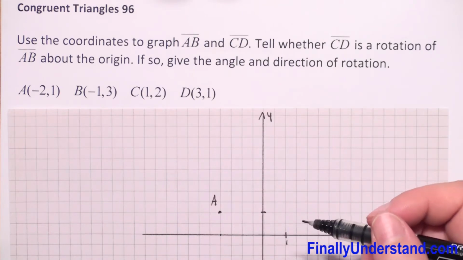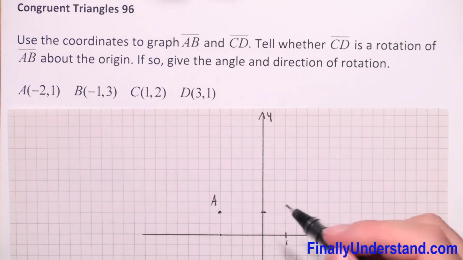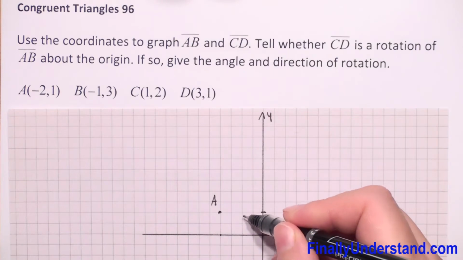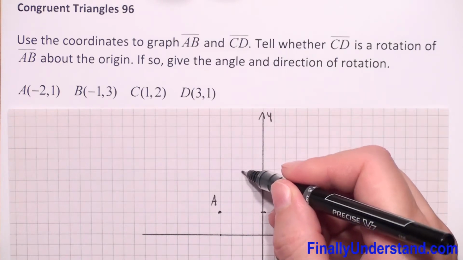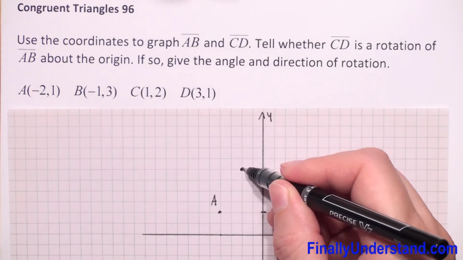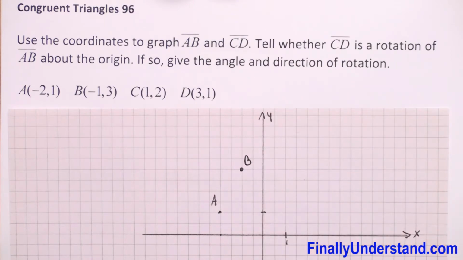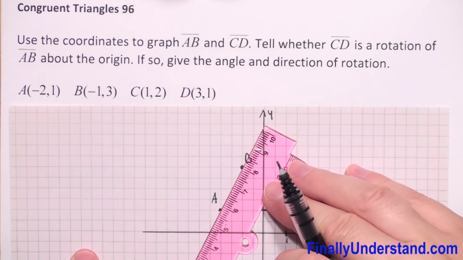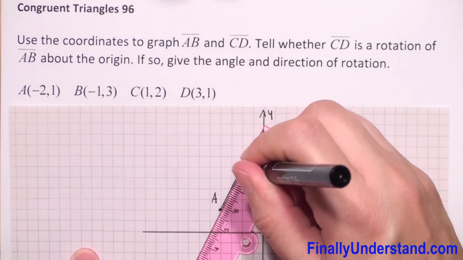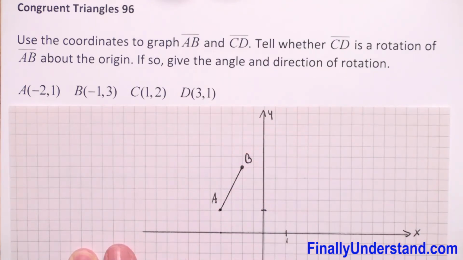Next we have B has coordinates -1, 3. 1, 2, 3. So this is our B. So we have segment AB. And now we have to find segment CD.